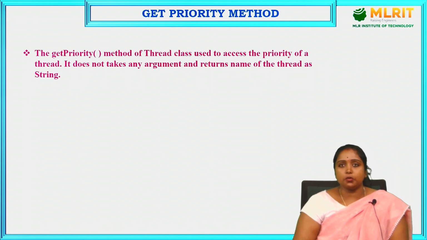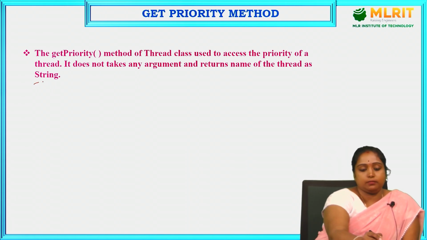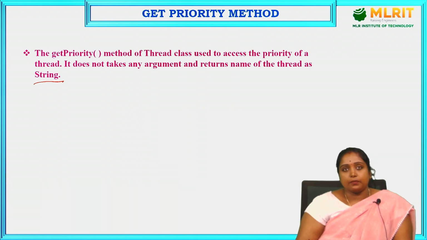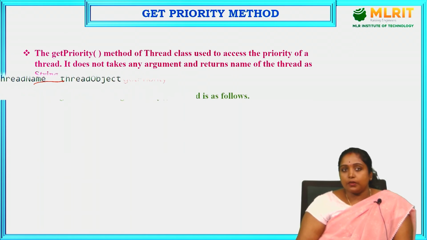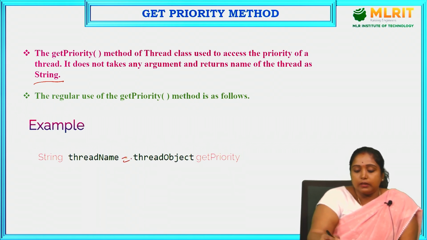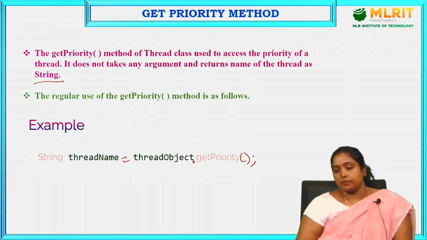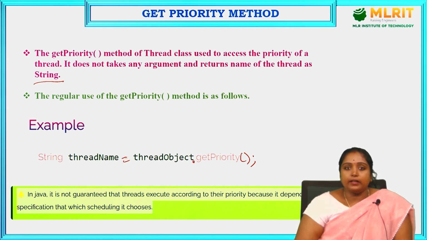getPriority is used to access the priority of that particular thread, and it does not have any argument. It returns the priority of the thread. The regular use of getPriority is simply an int priority equals thread object dot getPriority. And in Java, it is not guaranteed that threads are executed according to priority, because it depends on the Java virtual machine specification, which scheduling it chooses.